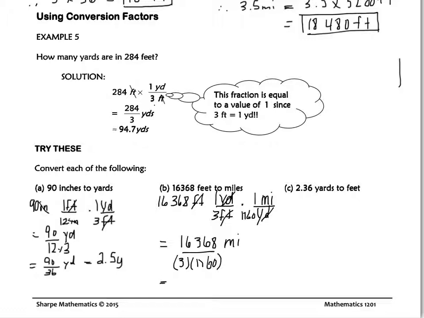Which would equal 3 times 1,760, which is 5,280. So 16,368 divided by 5,280, and this would be in miles now. If I take the 16,368 and divide it by 5,280, I'll get 3.1 miles.